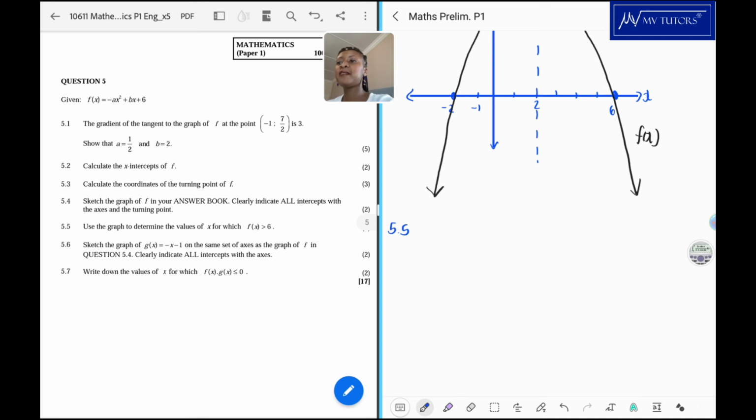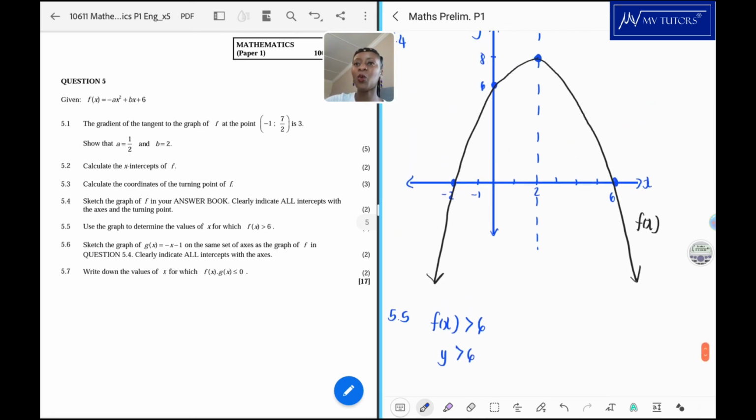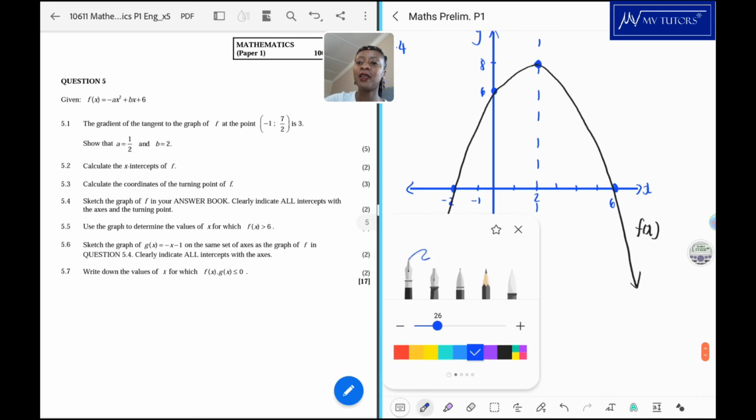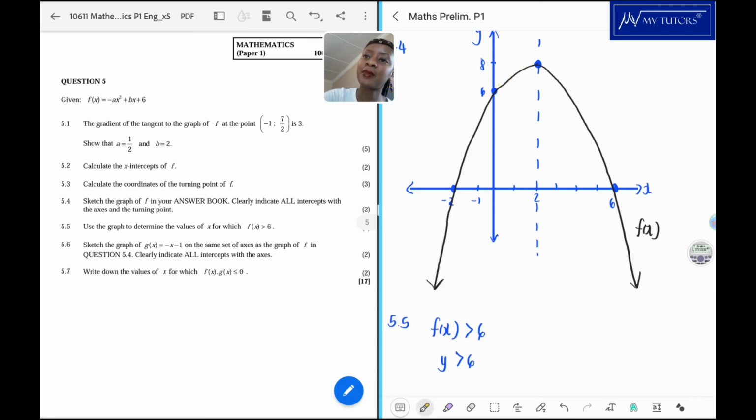Use the graph to determine the values of x for which the function f of x is bigger than 6. Or rather, I would say where the y values of f of x are bigger than 6. So let's see. Where are the y values bigger than 6? Do you see that the y values are bigger than 6 here, and then until they reach the other side? So up until there. Yeah, so that's where they're bigger than 6.